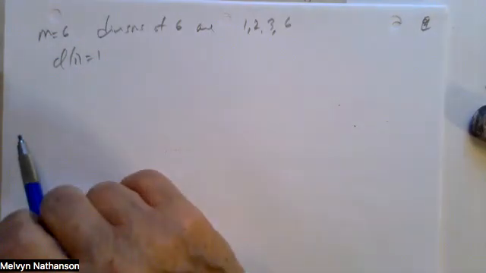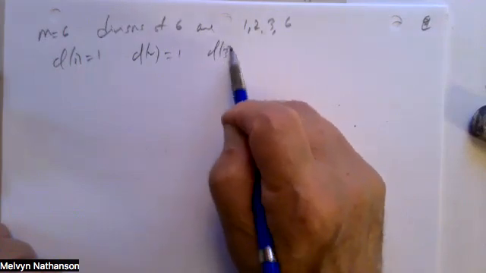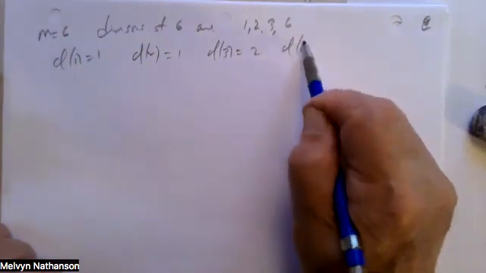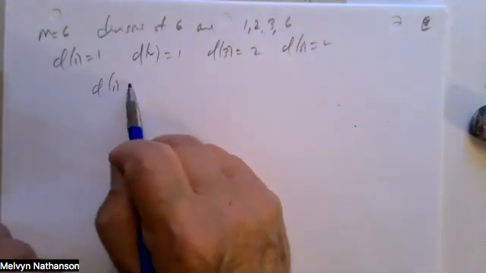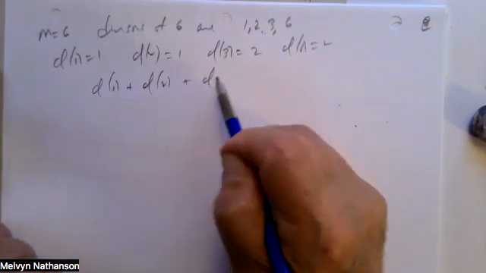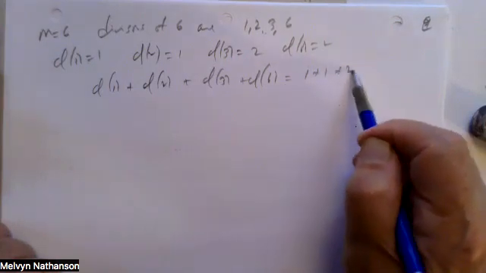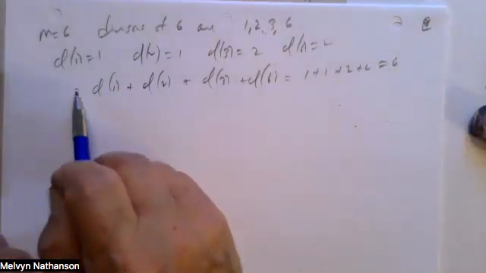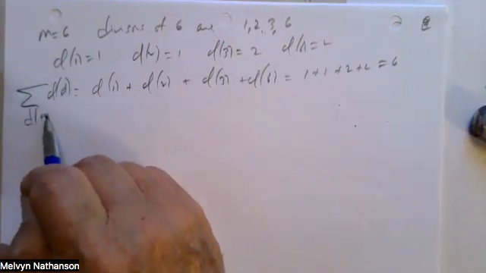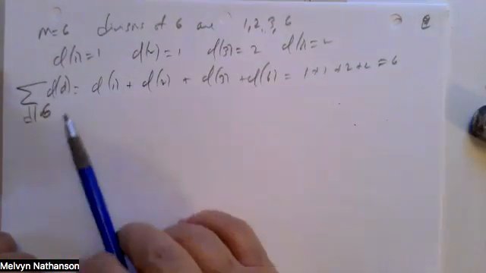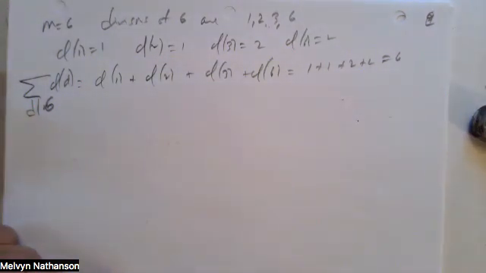Phi of 1 is 1. Phi of 2 is 1. Phi of 3 is 2. Phi of 6 is also 2. So if I take phi of 1 plus phi of 2 plus phi of 3 plus phi of 6, that's 1 plus 1 plus 2 plus 2, that's 6. So this is the sum of phi of d over all the positive divisors of 6, and I get 6. Huh.